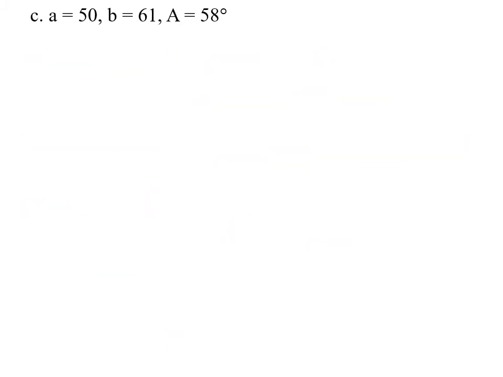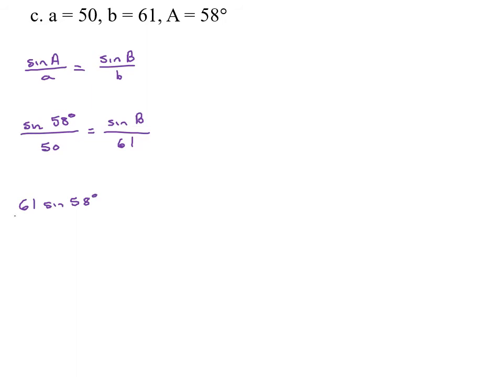Okay, let's do this one now. Angle A is 58 degrees, and I have side A and side B, so here I'm looking for angle B again. And so my proportion will be the same as it was previously on one of the other examples. I know everything about A, so I'm going to do sine A over A, and I'm going to do sine B over B because that's what I'm looking for. And so sine of A would be 58 over A, which is 50. And sine B is what I'm looking for, divided by 61 for B. Move the 61 to the left-hand side, and so I'll get 61 sine 58 over 50 equals sine B.